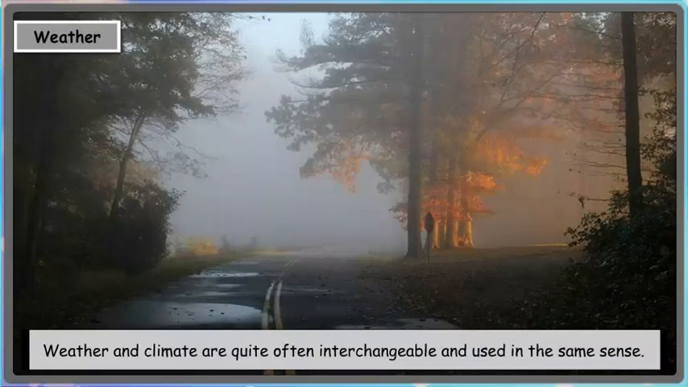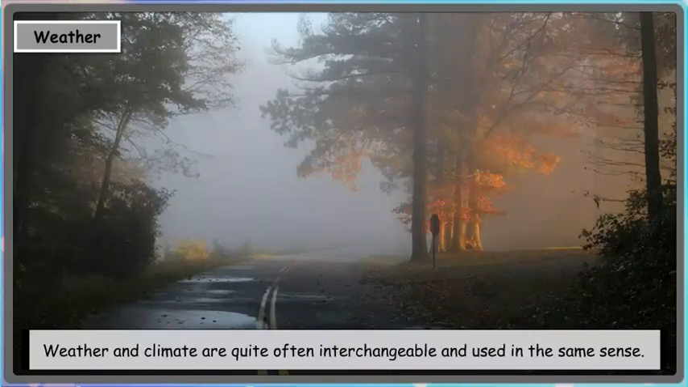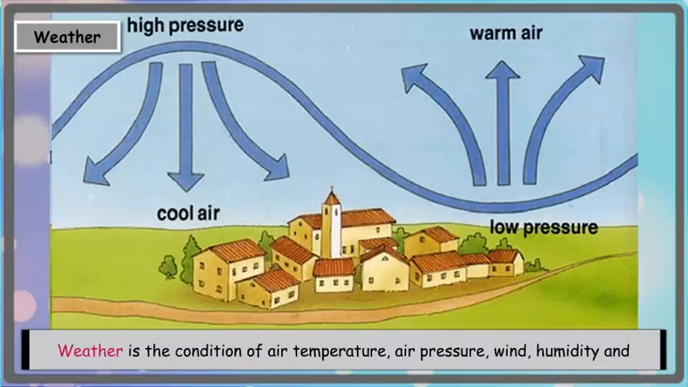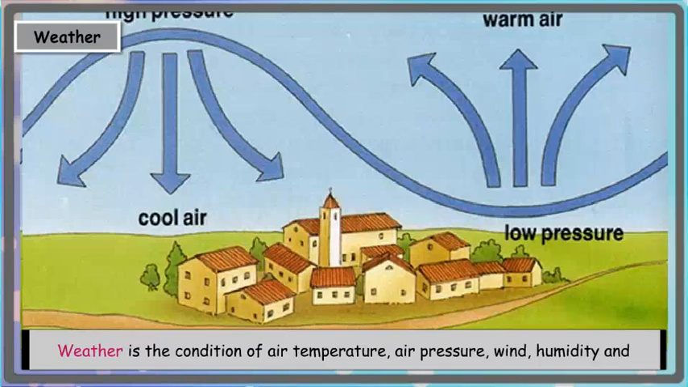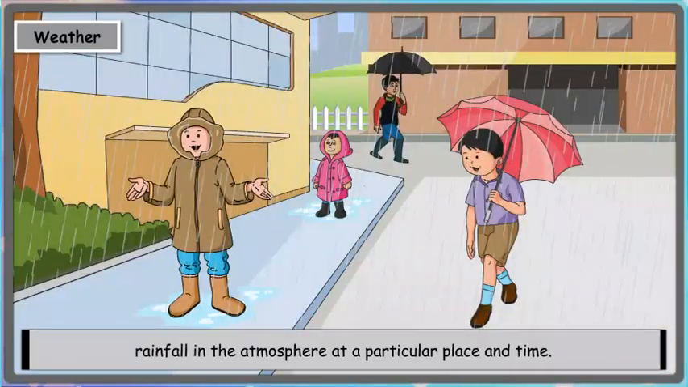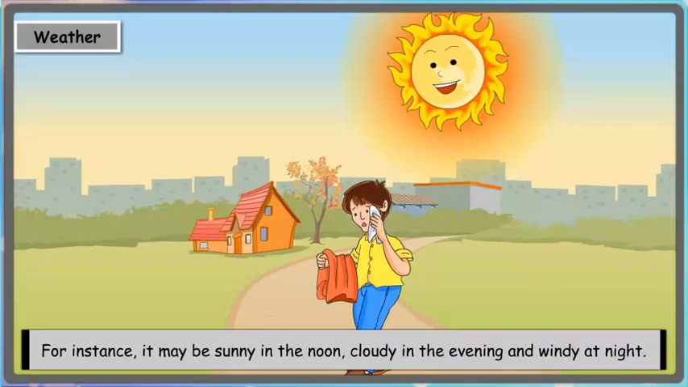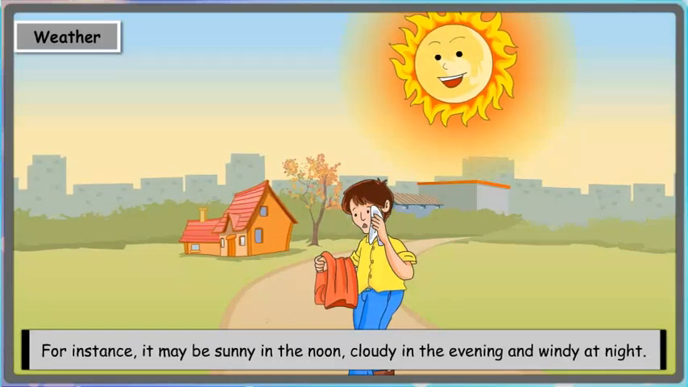Weather. Weather and climate are quite often used interchangeably, in the same sense, but they are not the same. Weather is the condition of air temperature, air pressure, wind, humidity, and rainfall in the atmosphere at a particular place and time. For instance, it may be sunny at noon, cloudy in the evening, and windy at night.